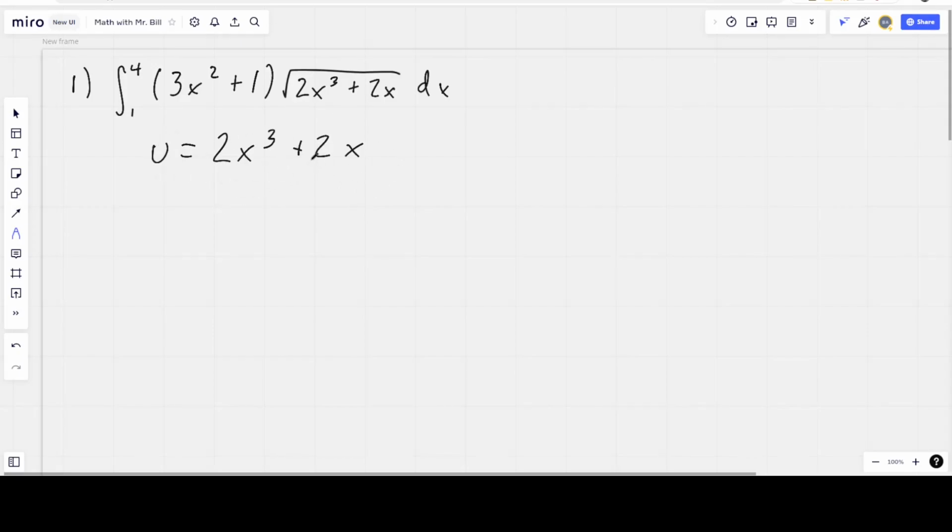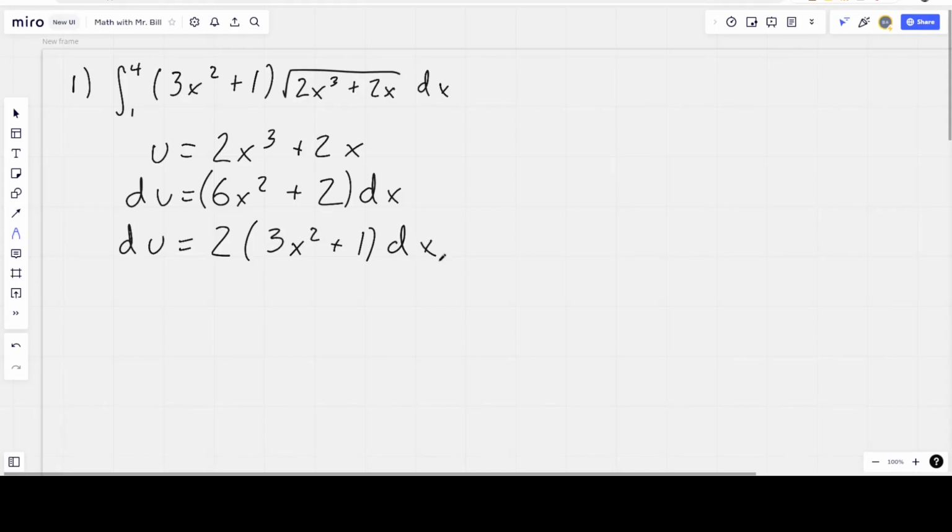So I let u equal 2x cubed plus 2x, and then du is equal to 6x squared plus 2 dx. Okay, so that's nice. We've got something with a squared term and then plus a constant, and what's even better is that this expression, 6x squared plus 2, is double 3x squared plus 1. So if I pull the 2 out of that, then I get 2 times 3x squared plus 1 dx.